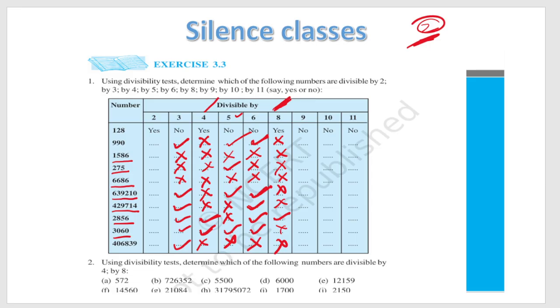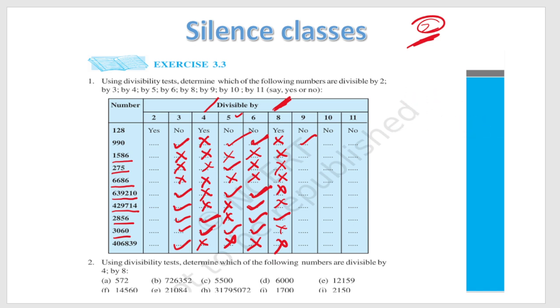The divisibility rule of 9 is the same as the divisibility rule of 3. It means we have to add all the digits and then divide the sum by 9. In 3, after adding the digits, the sum should be divisible by 3. But in 9, after adding the digits, the sum should be divisible by 9. So let's check it out. 990: 9 plus 9 plus 0 is 18, and 18 is divisible by 9. 9 twos are 18. This means this number is divisible by 9.